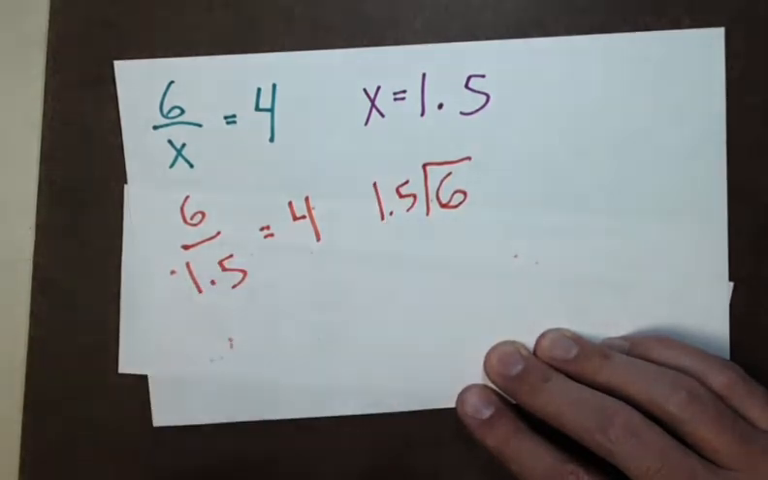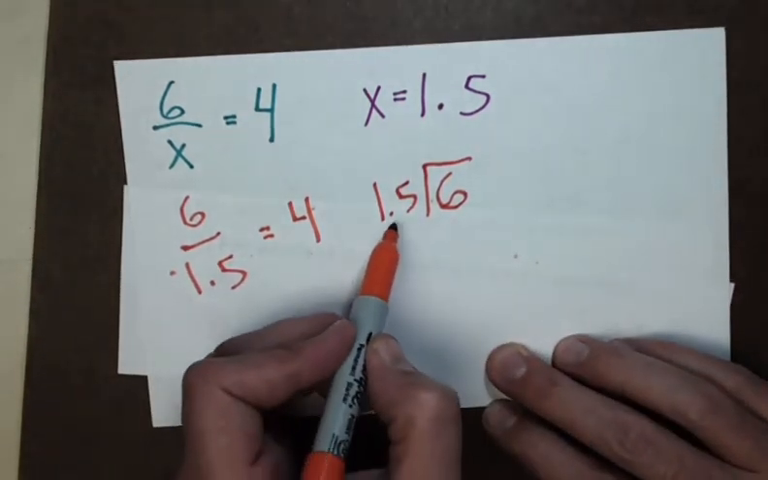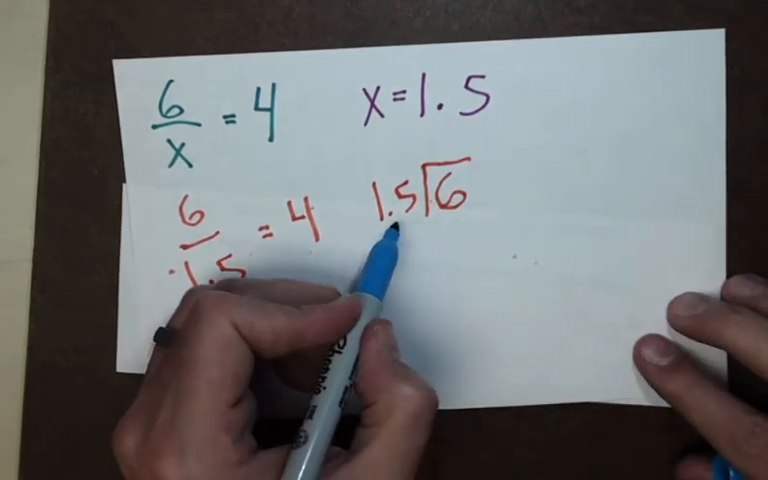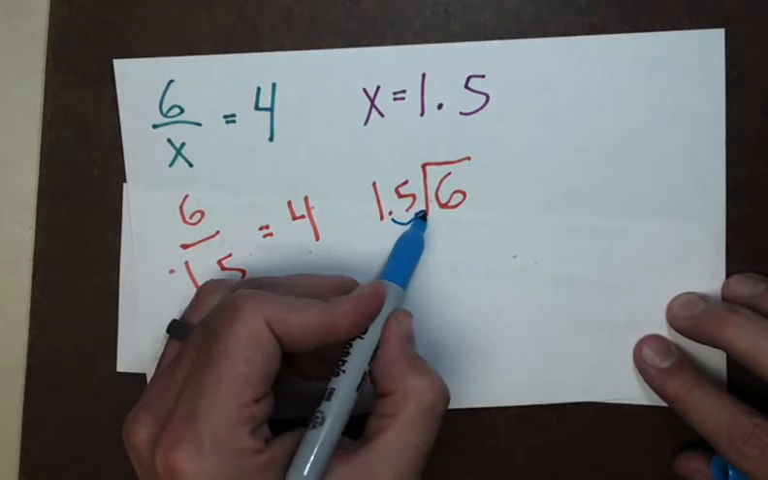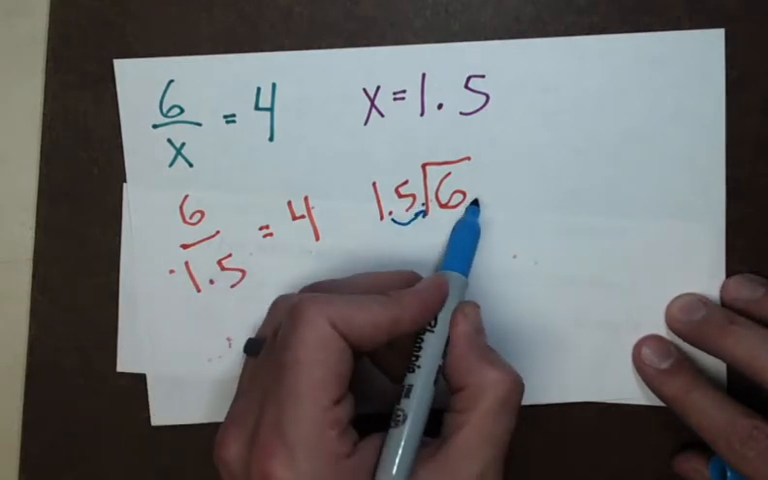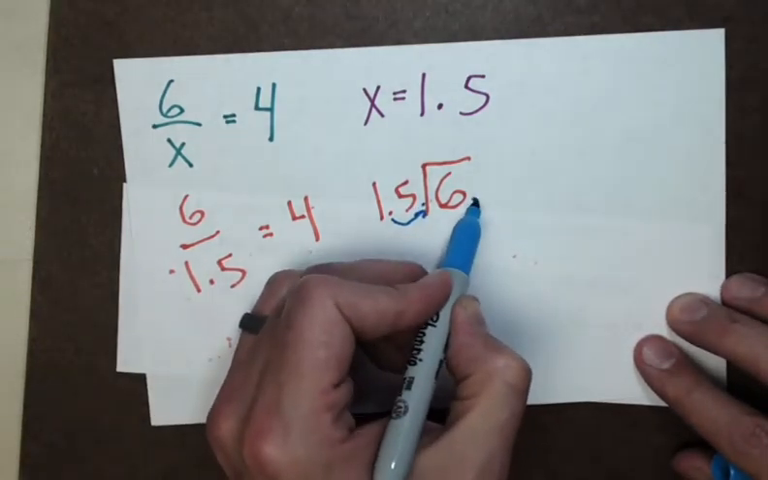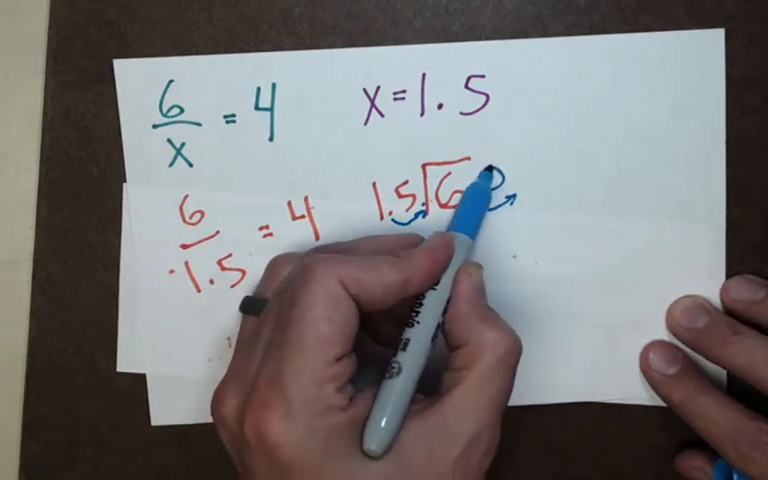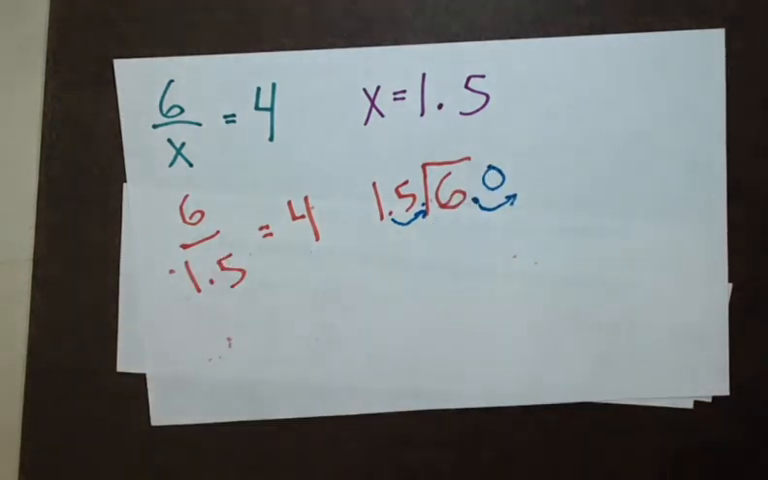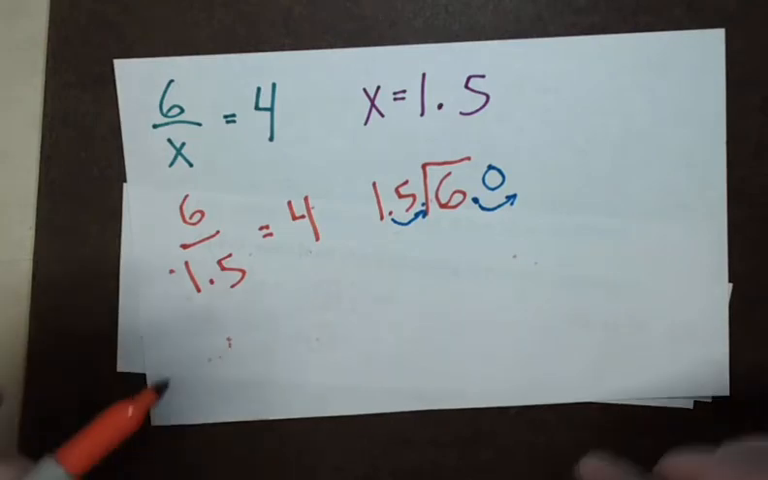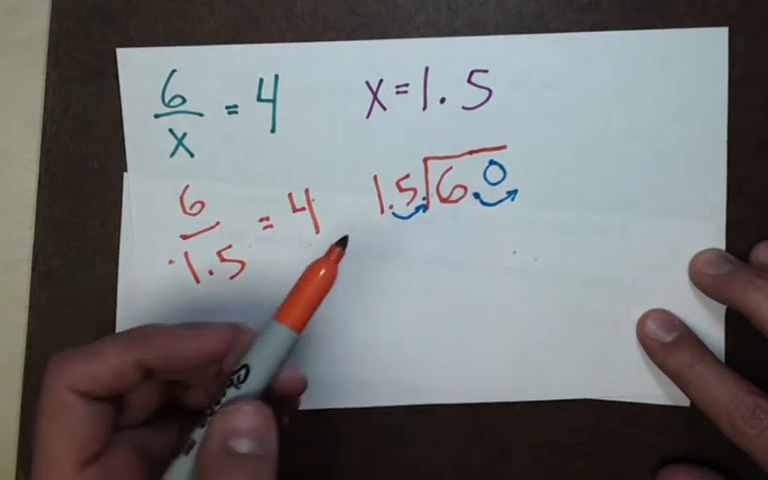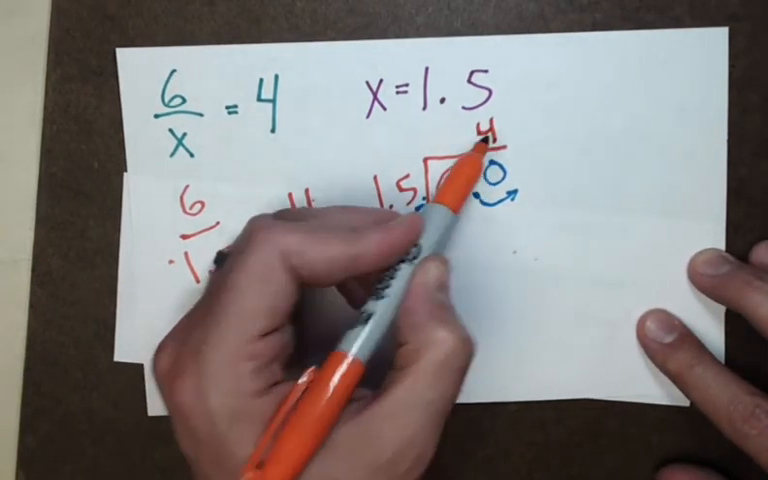1.5 is my divisor. I've got to turn this into a whole number. So I move the decimal over 1 to make 15, which means I have to do the same thing for the dividend to keep it balanced and equivalent. So I'm going to add my little 0 there, and that's 60. So 15 will not go into 6, but 15 will go into 60 4 times.